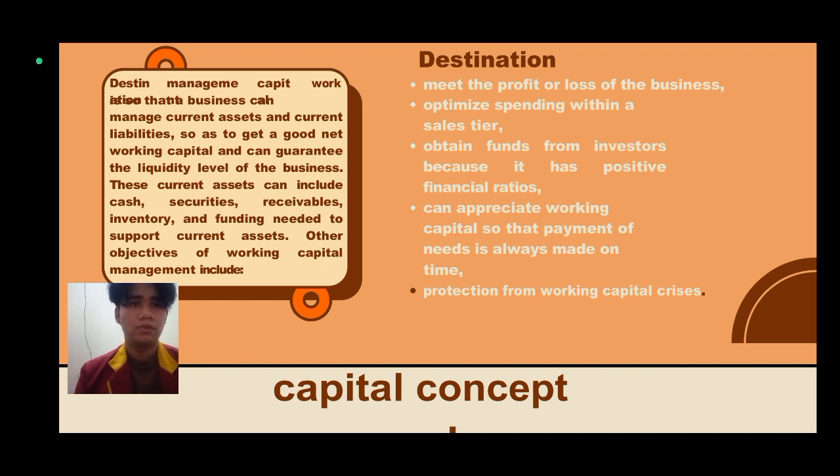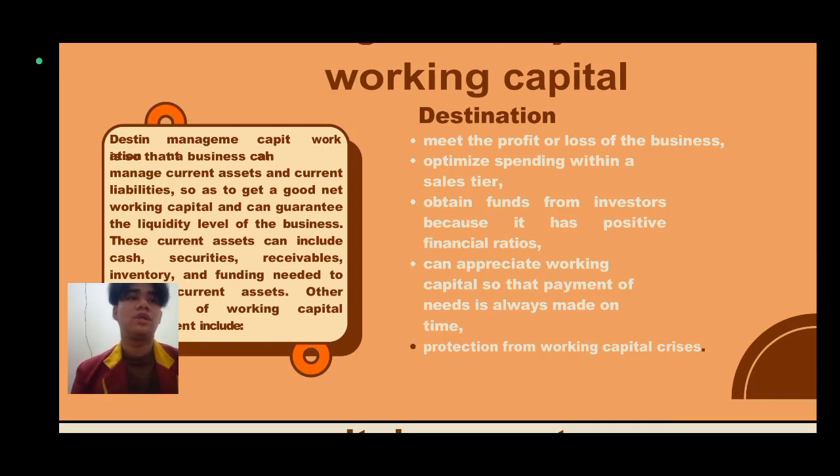Other objectives of working capital management include meeting the profit or loss of the business, optimizing spending within a sales tier, obtaining funds from investors because it has positive financial ratios, managing working capital so that payment of needs is always met on time, and protection from working capital crisis.